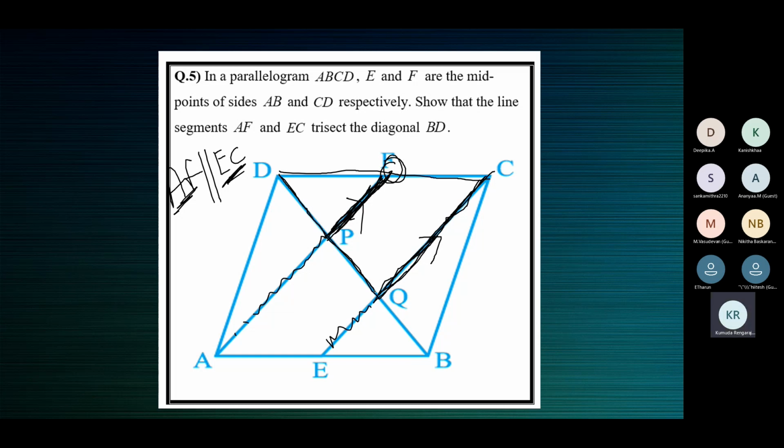Bisects the third side. That means P is the midpoint of DQ. If P is the midpoint of DQ, it means DP is equal to PQ.